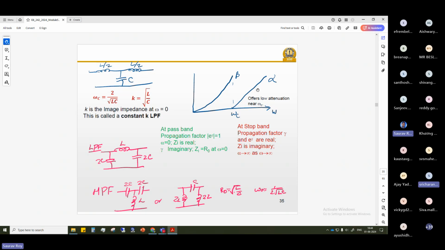Even the pi filter topology will give us a low pass only.